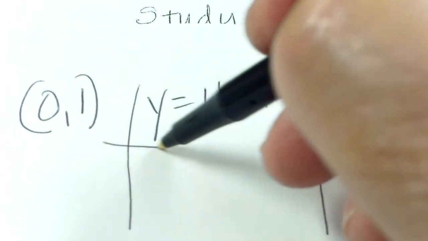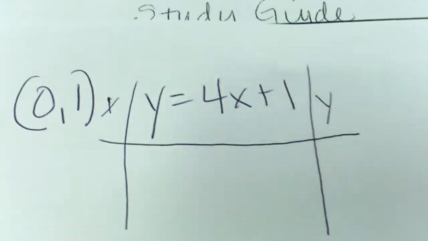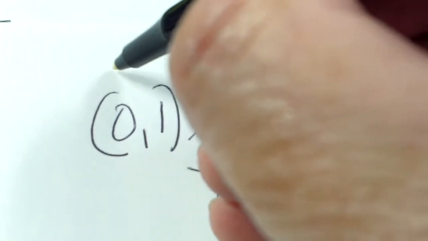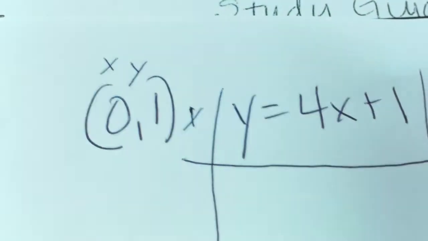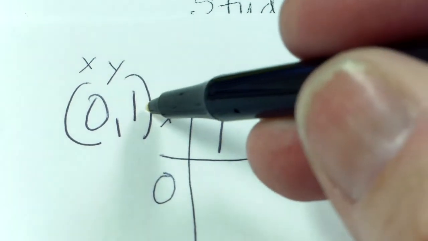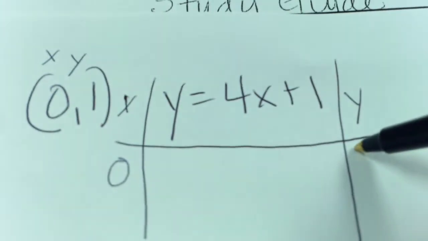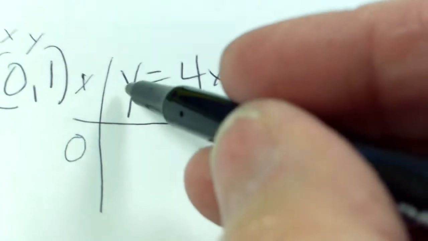So if we make a function table and we make an x and a y, of course we know that in every ordered pair the first value is the x value and the second value is the y value. So if we make x 0 in our function table and we make y 1 in our function table and we plug both of these values in, let's see what happens.